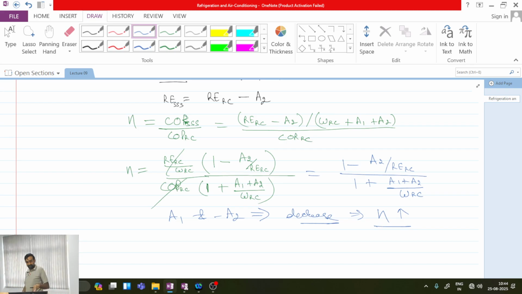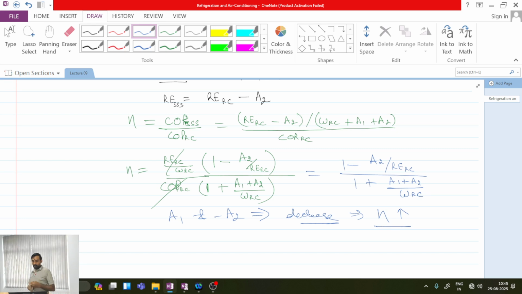So it means that if I can decrease the value of A1 and A2, I can increase the efficiency of the triple S cycle, which will make it closer to the reverse Carnot cycle. All are clear with this point?